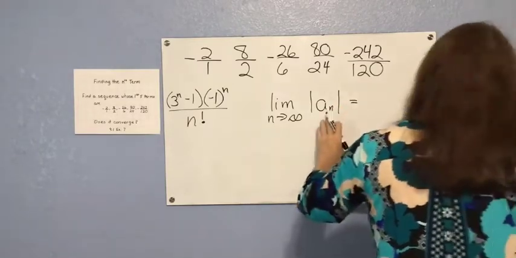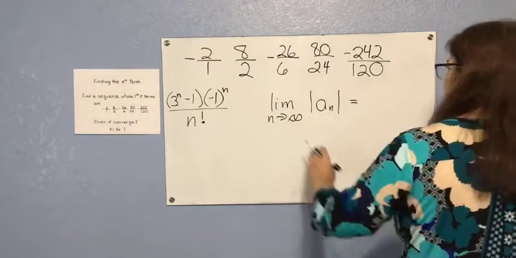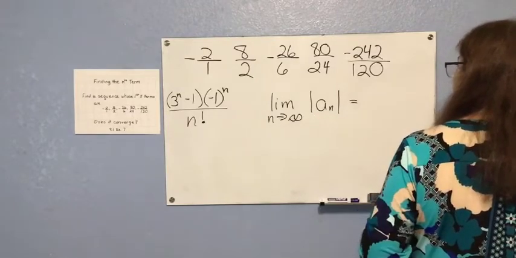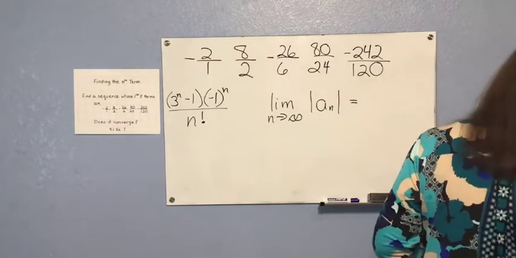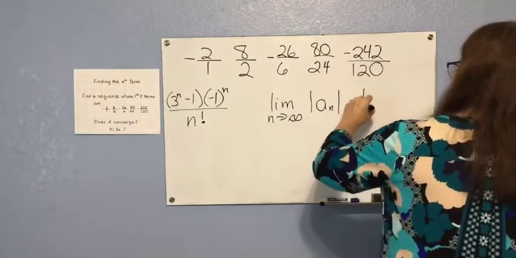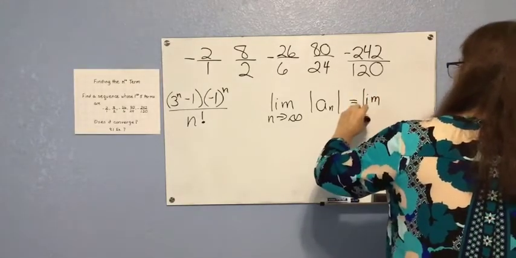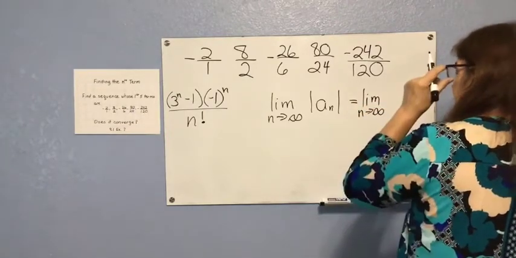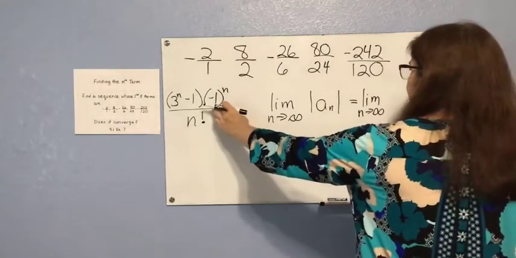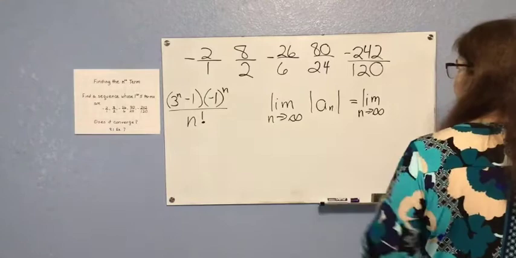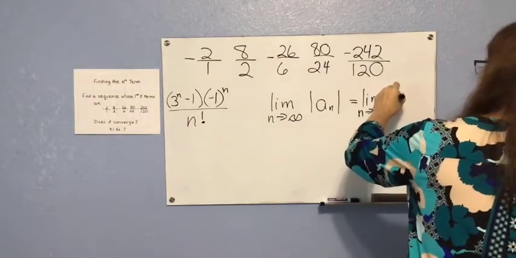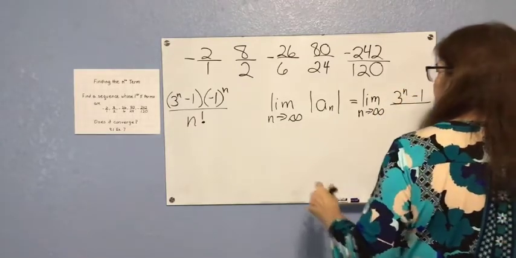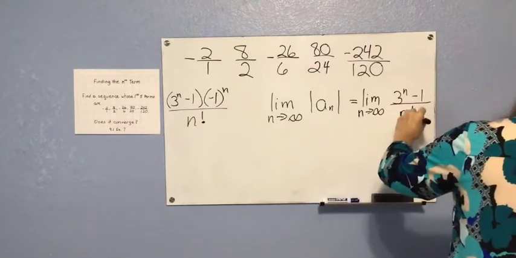and remember that if the limit of the absolute value is 0, then the limit of the function itself is also 0. I'm going to eliminate this negative 1 to the n power because of that absolute value. So on the top, I'm just going to have 3 to the n minus 1. And then the denominator will be n factorial.